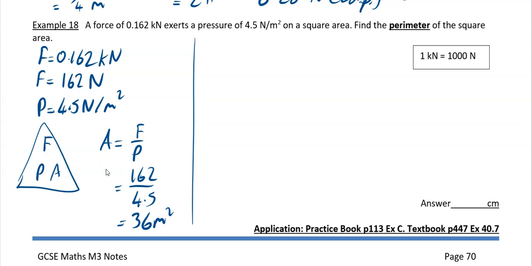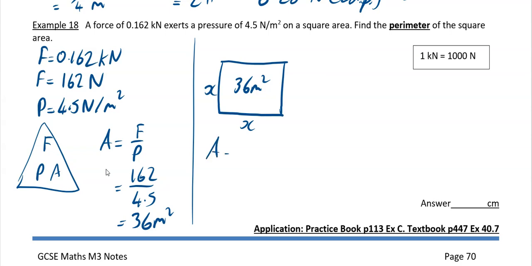Not too sure what I'm going to be doing, so I'm going to draw a diagram. So here we have a pretty ropey square, but we've got a square nonetheless. It is 36 meters squared. And what I do know about a square is the sides are the same. So if that side is x, that side is also x. So my area was equal to 36. That means 36 is equal to x squared. Then x is equal to the square root of 36. So x is equal to 6, and that's going to be in meters.